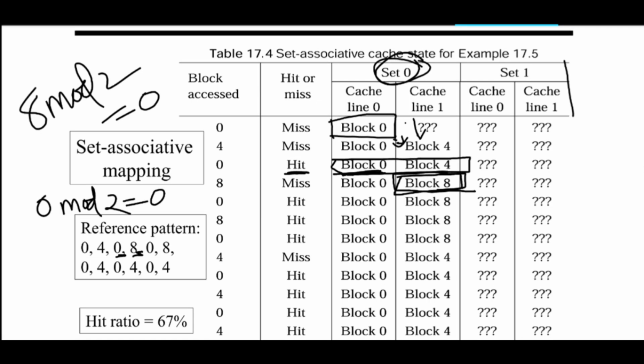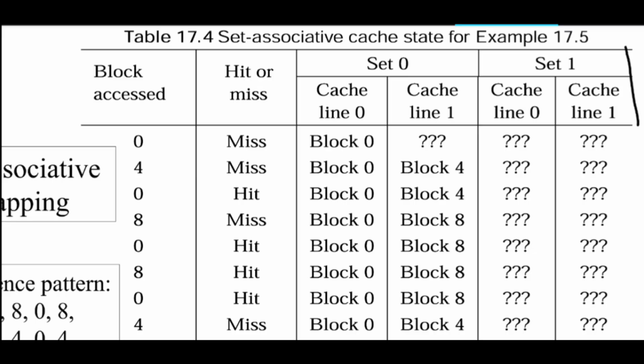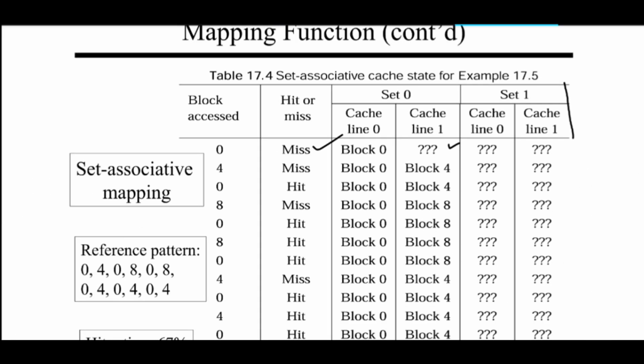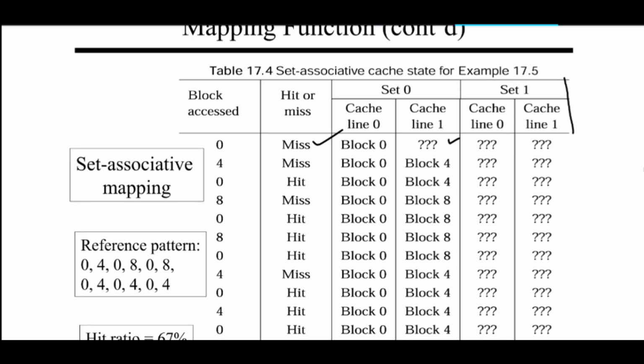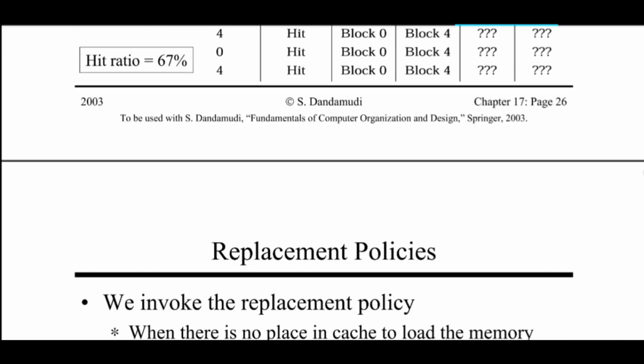If you have forgotten, the first misses here are compulsory misses. When we start our system, there is no data stored inside our cache, so a compulsory miss happens.